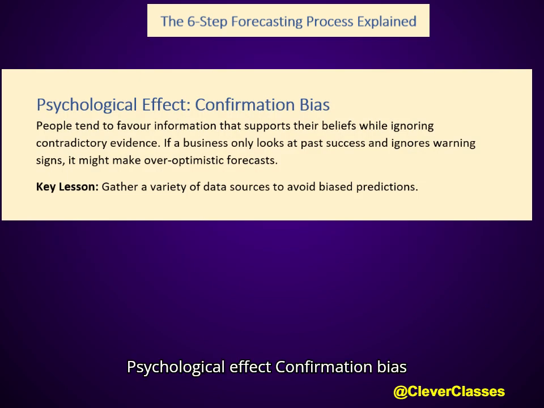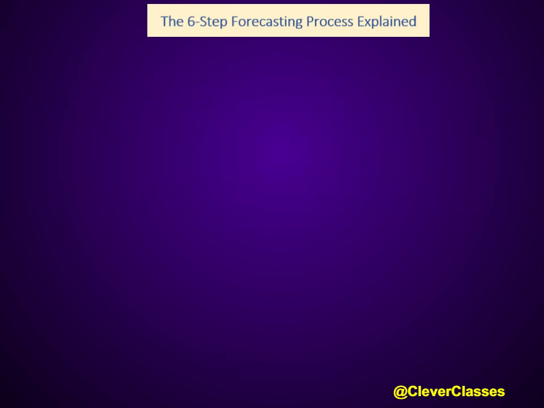Psychological effect, confirmation bias. People tend to favor information that supports their beliefs while ignoring contradictory evidence. If a business only looks at past success and ignores warning signs, it might make over-optimistic forecasts. Key lesson: gather a variety of data sources to avoid biased predictions.